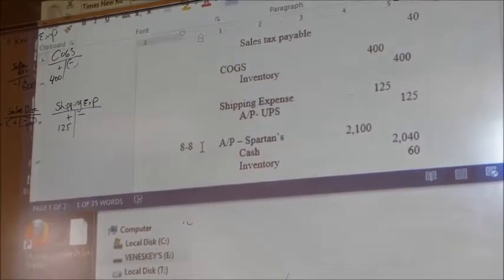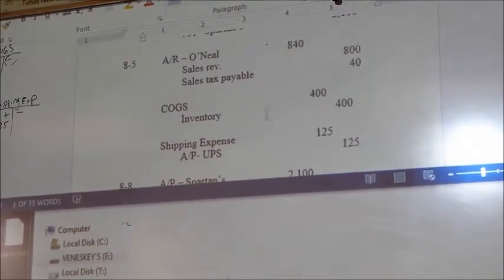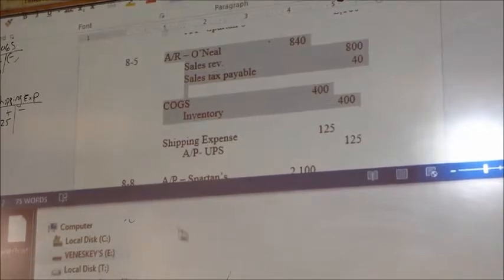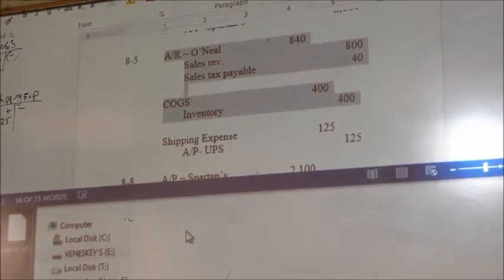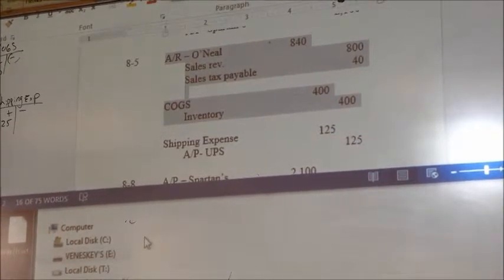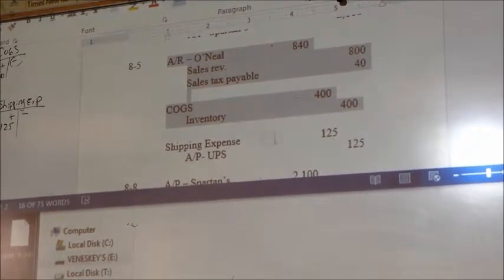If O'Neill returns some items, remember what we talked about? We basically have this and flip everything. It's just like a sale. If you go back to the ring bling example, number 5, I think it is. Yeah, number 5, the last one on the front. We undo part of this.